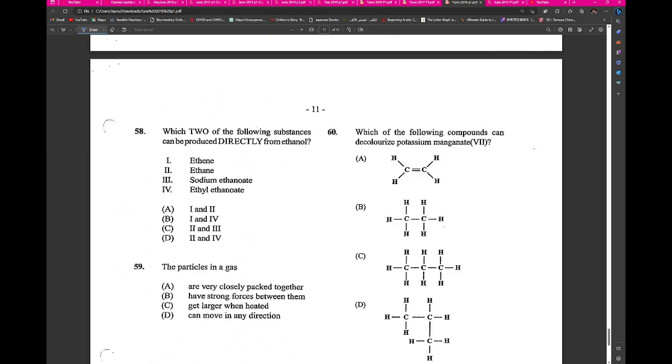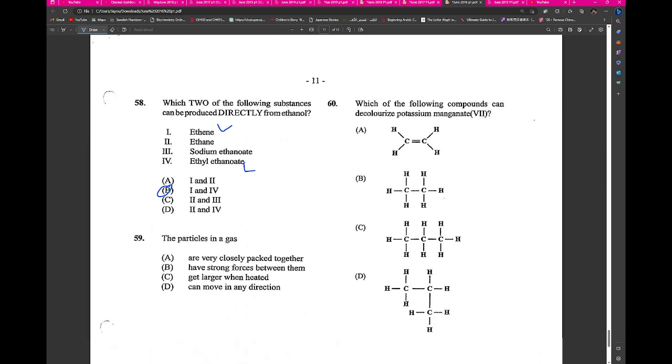Which two of the following substances can be produced directly from ethanol? We can get this. So 1 and 4, I believe. Particles in a gas moving in a direction. Which of the following compounds decolourizes potassium permanganate?